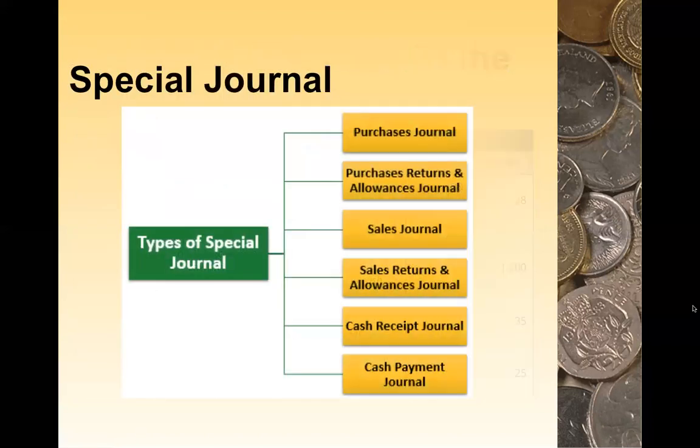And then, afterwards, aside from the general journal, may tinatawag ding mga special journal, no? Sa journalization. We have the purchases, purchase returns and allowances, may sales journal, sales returns and allowances, cash receipts journal, and the cash payment journal. Kung bakit may mga special journal dito, kung pwedeng isegregate mo pa sa iba't ibang tinatawag na libro ang mga transactions, you have to use the special journal. So, kunyari, ang purchases journal, let's start, no?